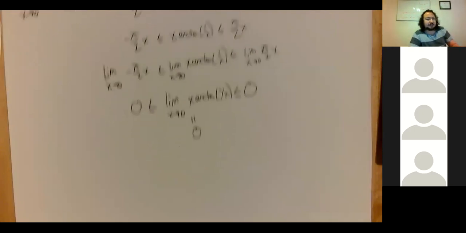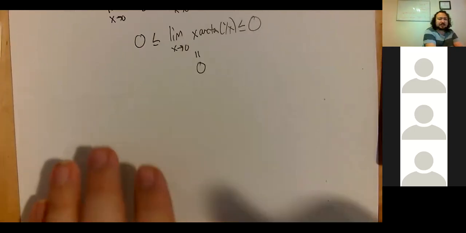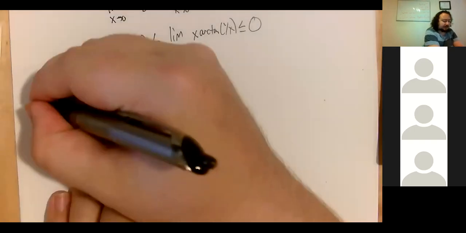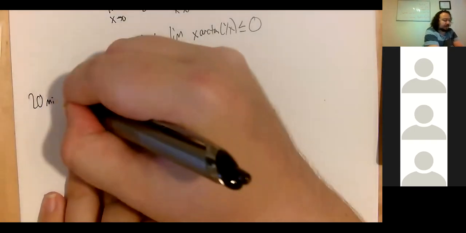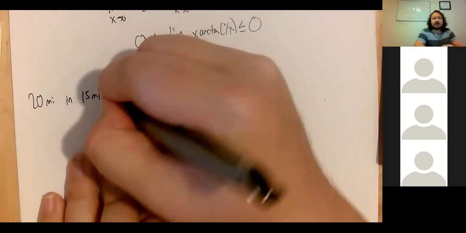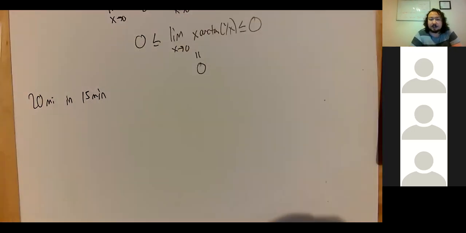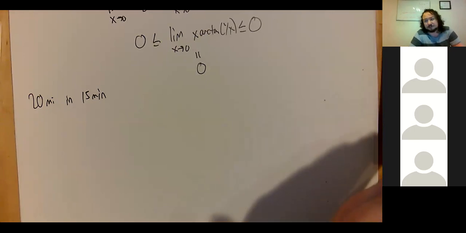All right. A driver goes 20 miles in 15 minutes on a highway. What is the highest speed limit in miles per hour for the highway that guarantees they were driving over the speed limit at some point in their trip? Now I realized after I wrote this question that it's a little bit misleading. Here's what I was going for with this.